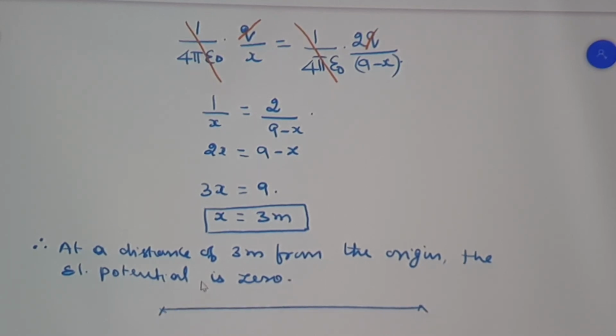You can also say it in another way. See, if it is at a distance of 3 meters from the origin, it means it is at a distance of 6 meters from the other charge, minus 2q. Because we can say 9 minus x is the other distance. What is 9 minus x? The value of x is 3, so it is 6 meters.